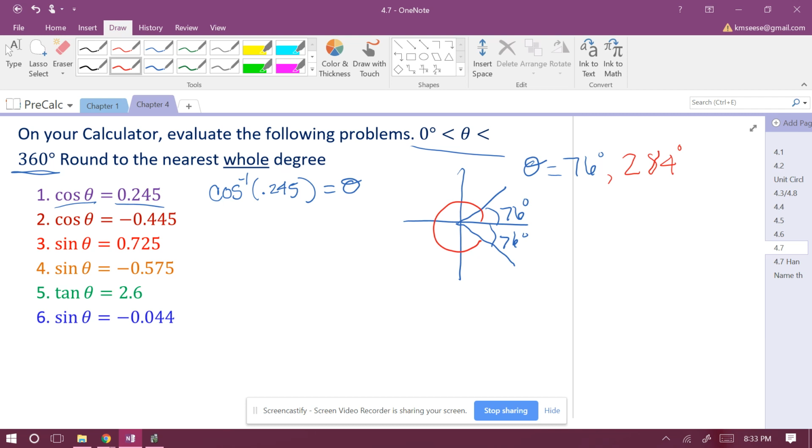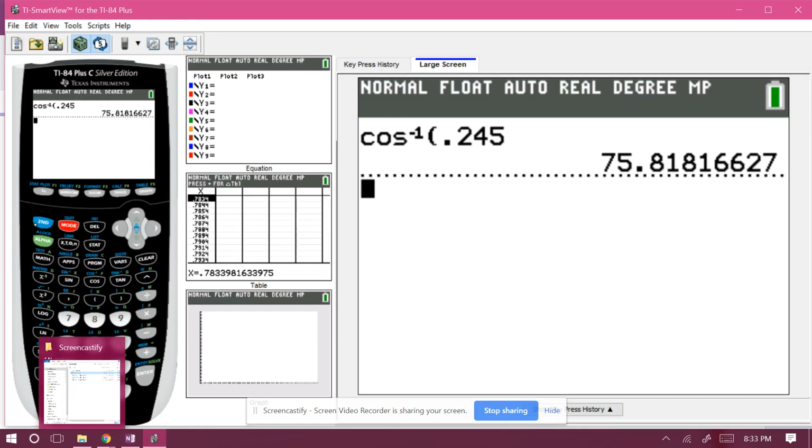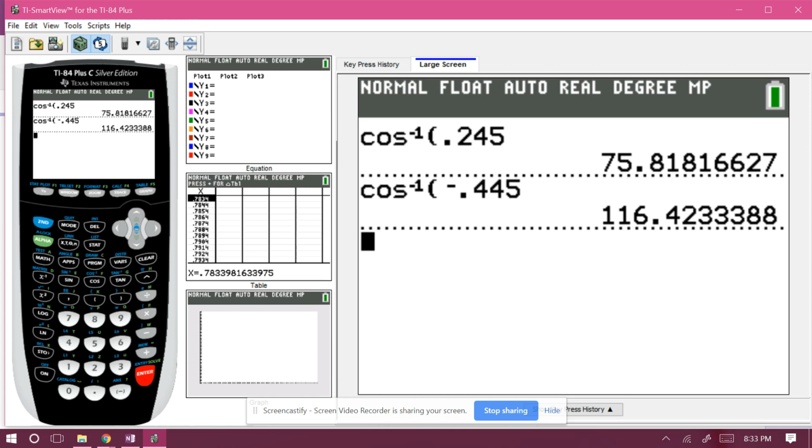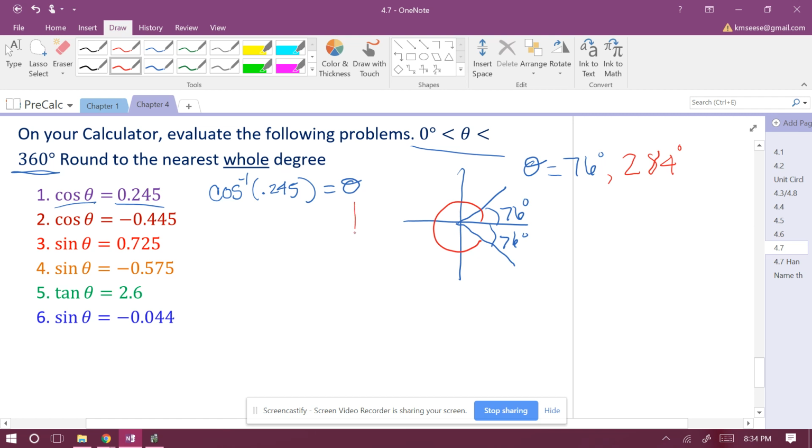So for the next one, cosine of theta equals negative 0.445. Where's the cosine value negative? Well, that's in quadrants 2 and 3. So let's find out what we have here. We take cosine inverse of negative 0.445, and I come up with an angle to the nearest degree of 116 degrees. So I could be here, which would be 116 degrees in quadrant 2. So I could have 116 degrees as my theta.